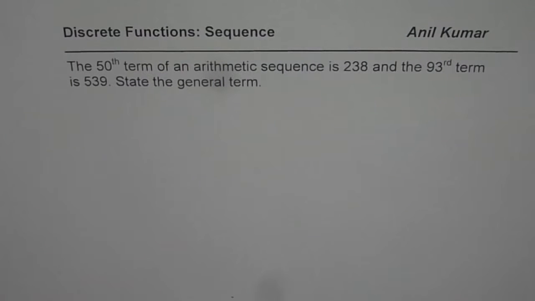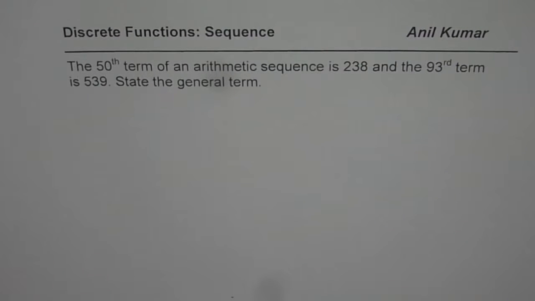I'm Anil Kumar, and here is a very important question on discrete functions. We are studying sequences at present. The question here is, the 50th term of an arithmetic sequence is 238 and the 93rd term is 539.